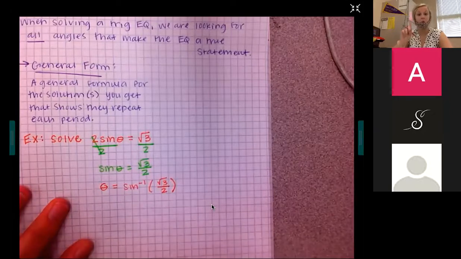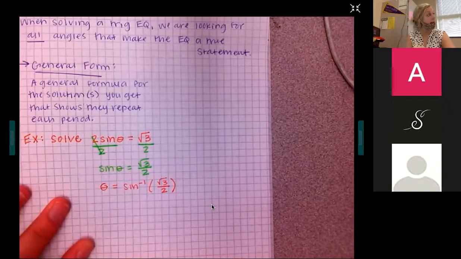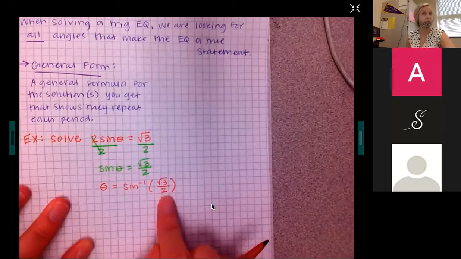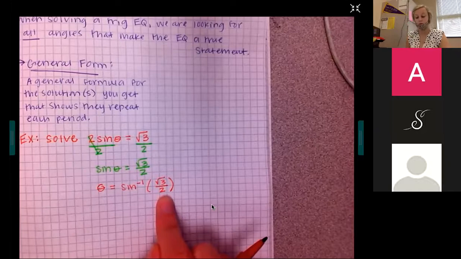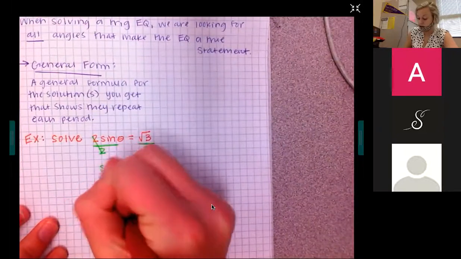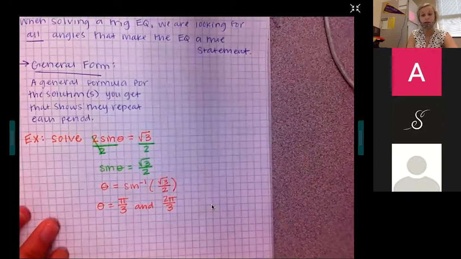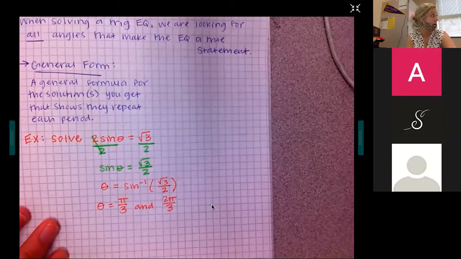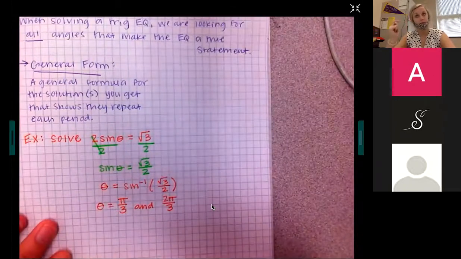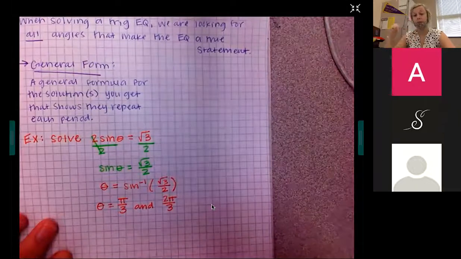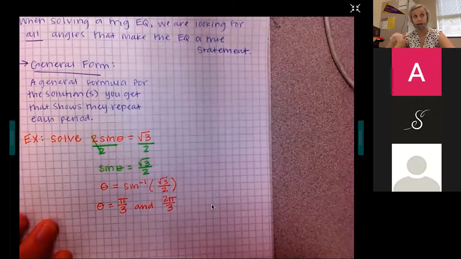So on the unit circle, one time around, what are the angles where the sine is square root of 3 over 2? Good, Kevin. Pi over 3 and 2 pi over 3. If you are my degrees people, 60 degrees and 120 degrees, and then you can convert it, okay? Now, hang on. That's from 0 to 2 pi.